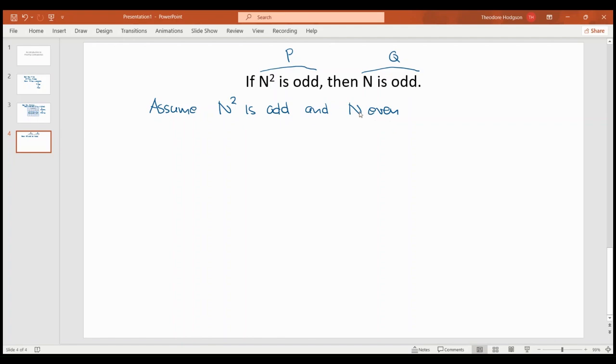I have this and statement. I'm assuming it's true, so I know both parts are true. I'm going to start with n is even. You can start with either one, but I'm going to start with n is even. So if n is even, we know that n is equal to 2 times k, where k is some integer. That's the definition of an even number.